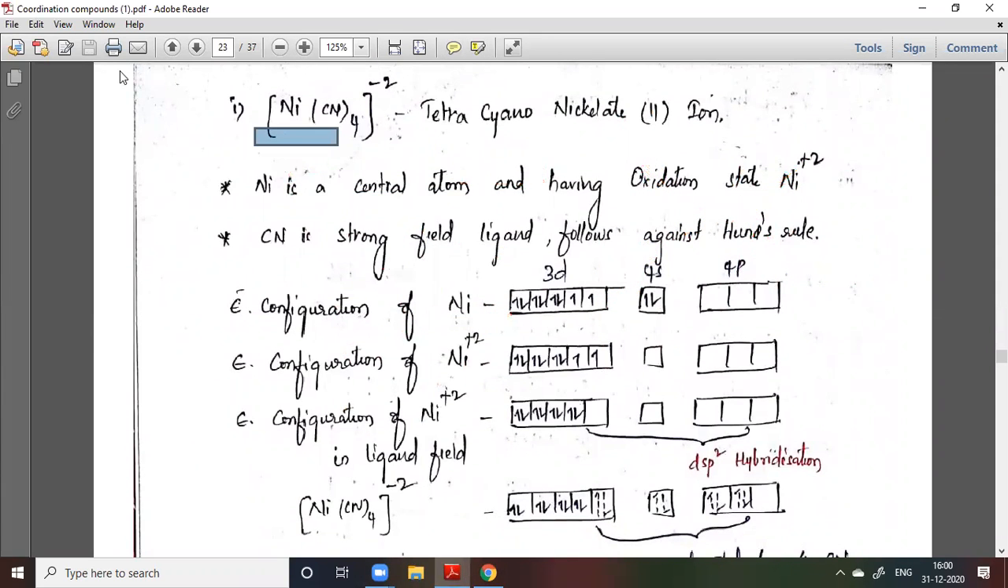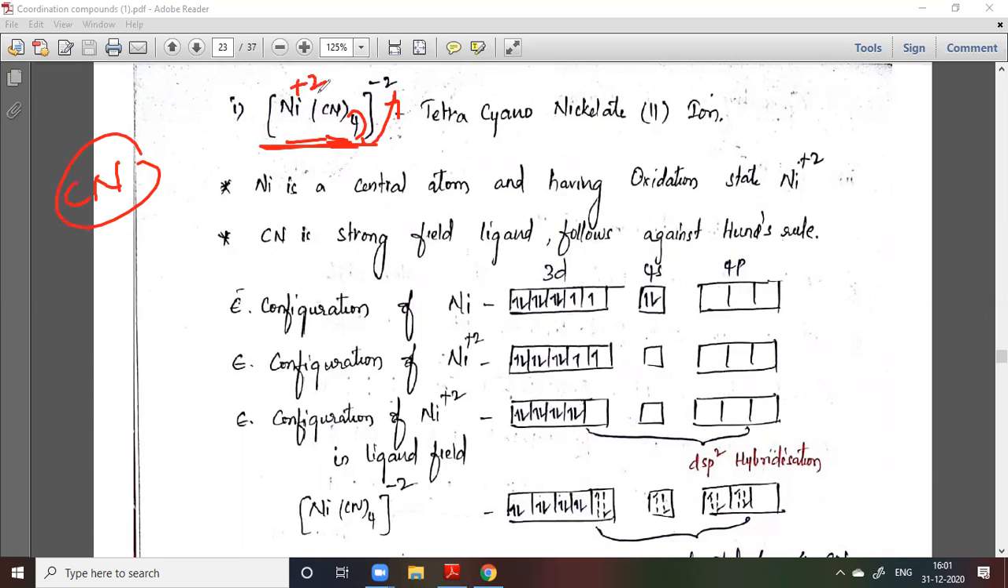See here, this is our complex, nickel with 4 cyanide ligands. First let us calculate the oxidation state of nickel. Here cyanide has a -1 charge, so directly, 4 minus 2, you will get +2, which is the oxidation state of nickel.